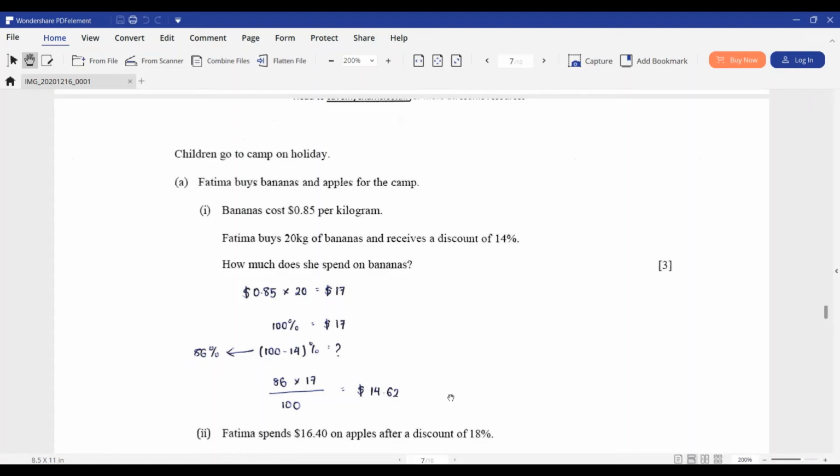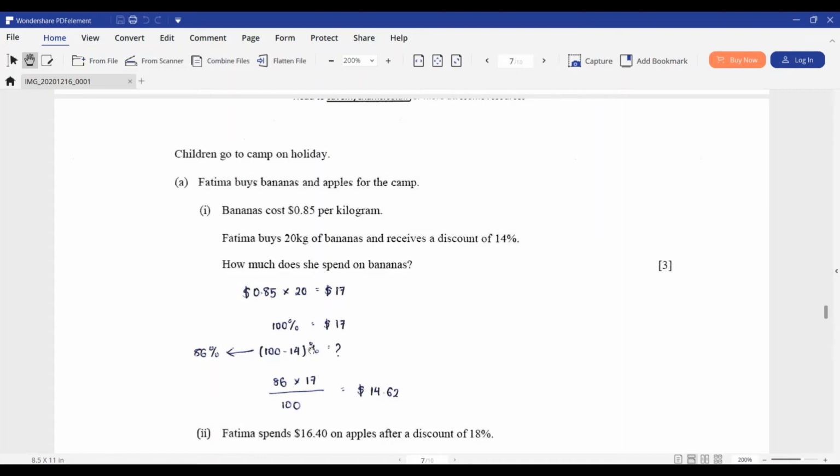Let's repeat this. Bananas cost $0.85 per kilogram. Fatima buys 20 kilograms of bananas and receives a discount of 14%. How much does she spend on bananas? So what we want to do first and foremost is find the actual price the person would have to pay, assuming there was no discount. So we're going to take 0.85 multiplied by 20. We're going to get $17. This is the price she would have to pay had there been no discount.